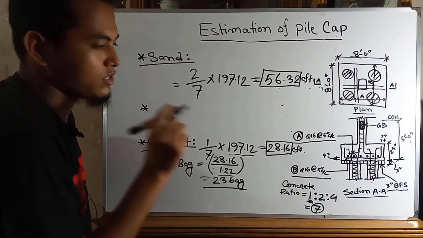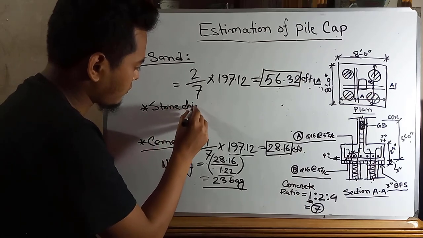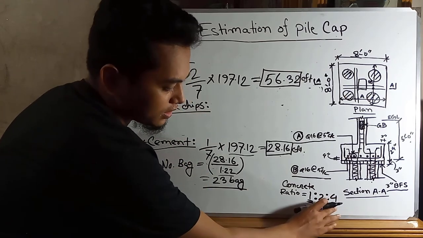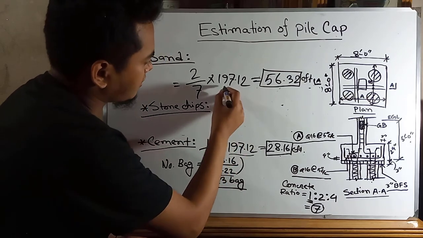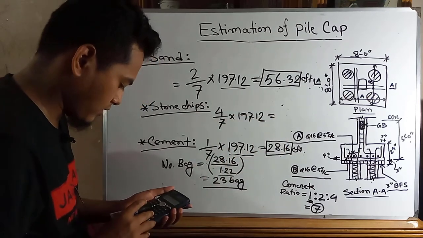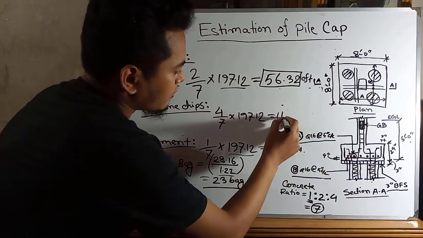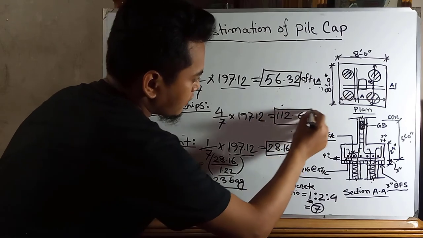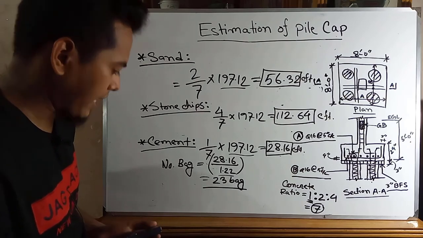Now we find the coarse aggregate. We use stone chips. The ratio number is 4. So 4 by 7 into this number 197.12. So this number is 112.64 CFT.